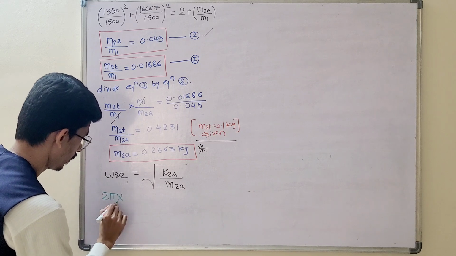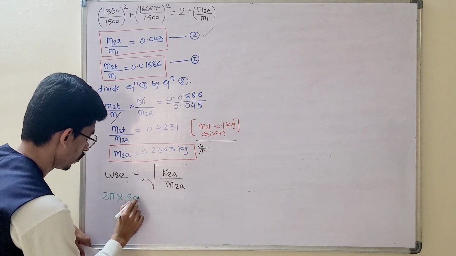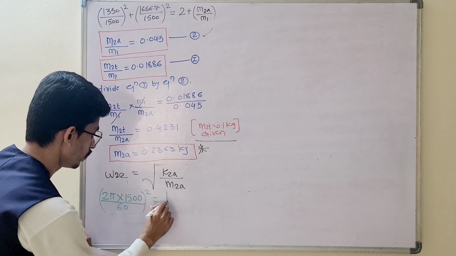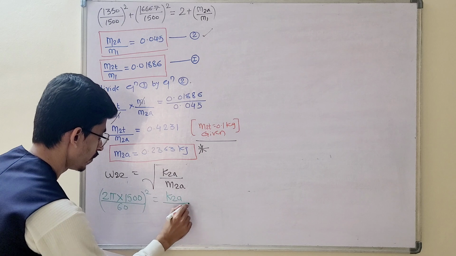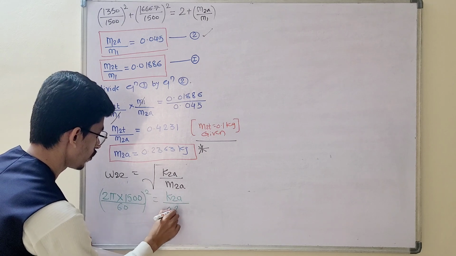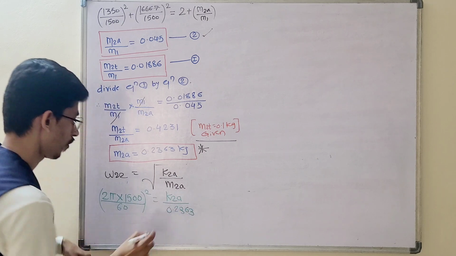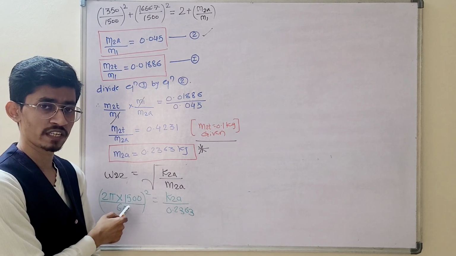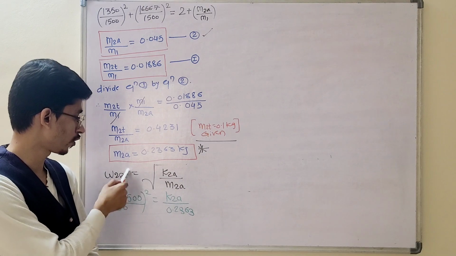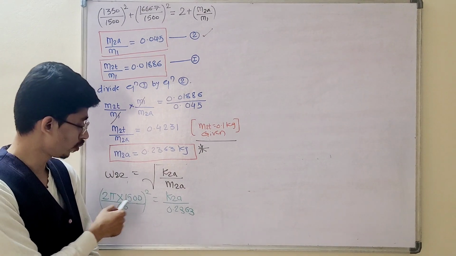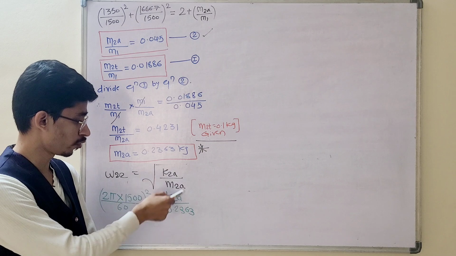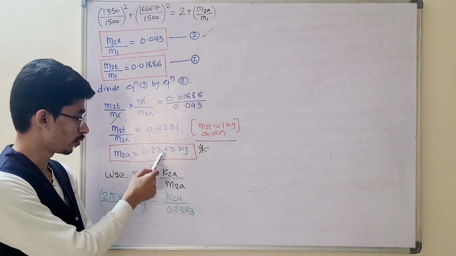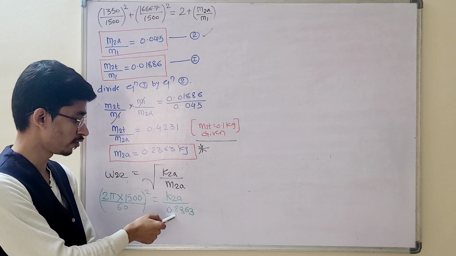Omega 22 is nothing but 2 pi n by 60, with n being 1500, square of that is equal to k2a divided by m2a. Put the value of m2a, 0.2363. Here 1500 is given in terms of rpm, so we are going to convert omega into radians per second. So 2 pi n by 60, square of that, the square root will get cancelled because we are doing the square here. So k2a divided by m2a, we are putting the value which is obtained, 0.2363.